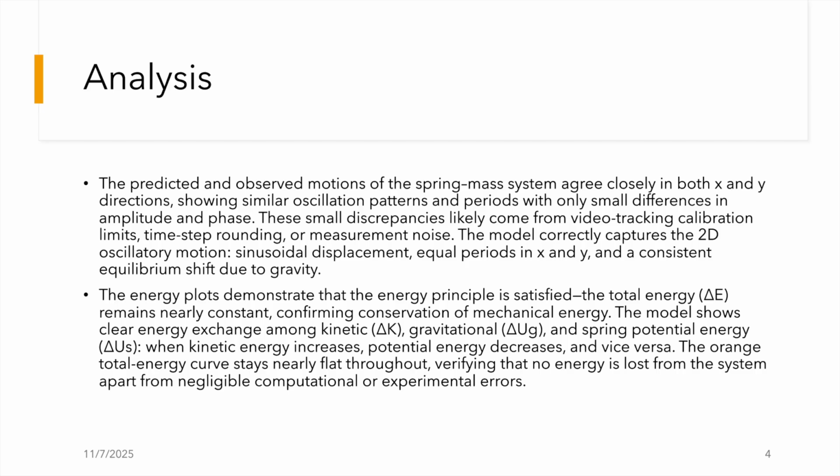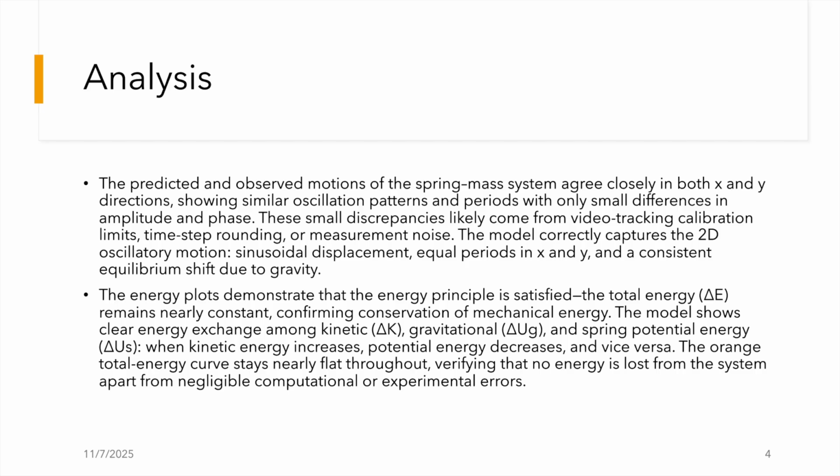So, analysis of both the tracker and VPython code. The predicted and observed motions of the spring mass system agree closely in both x and y directions, showing similar oscillation patterns and periods with only small differences in amplitude and phase. These small discrepancies likely come from video tracking calibration limits, time step rounding, or measurement noise. The model correctly captures the 2D oscillatory motion, sinusoidal displacement, equal periods in x and y, and a consistent equilibrium shift due to gravity. The energy plots demonstrate that the energy principle is satisfied.